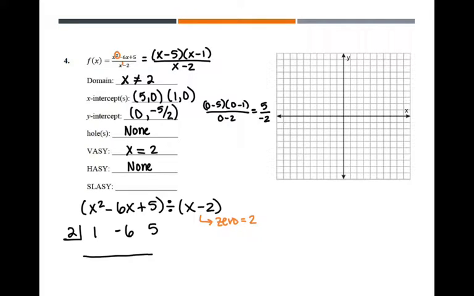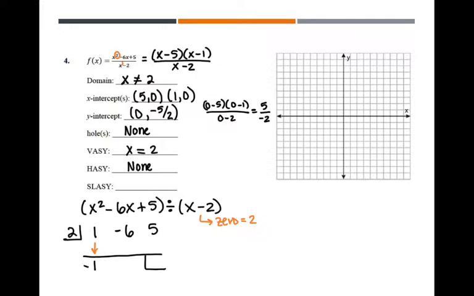I'm going to leave a little space, and I'm going to put another little box underneath that 5. That is my remainder box, because sometimes when you divide, you have a remainder. All right, let's run through the synthetic division. Your first term will always go straight down. So I'm going to have my 1.